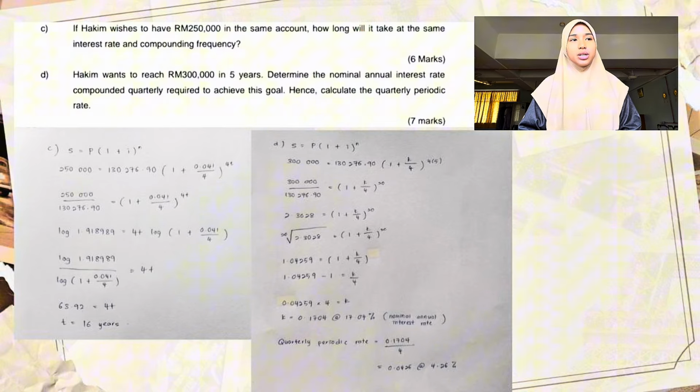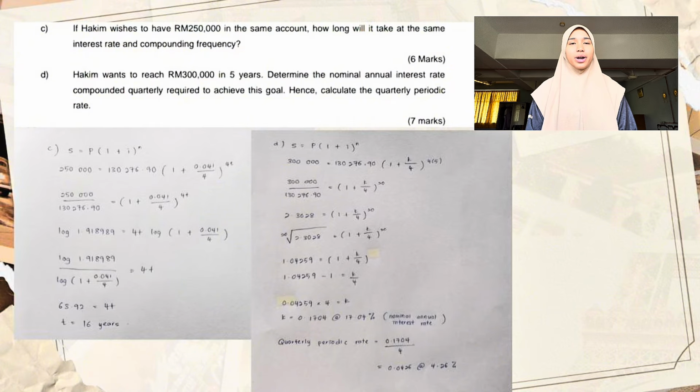So for this question, we need to use log. If we use log, we need to divide log by log, and log 1.918989 divided by log 1 plus 0.041 divided by 4, and we got N equal to 63.92, and the answer will be 16 years. So the time Hakim will get the 250,000 is in about 16 years.